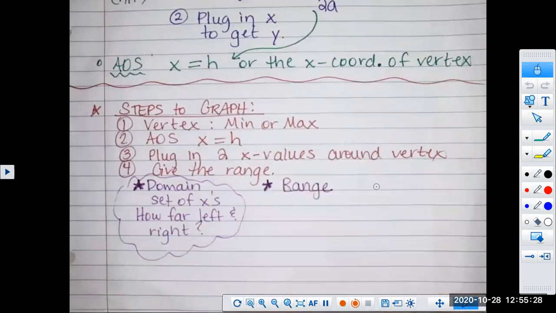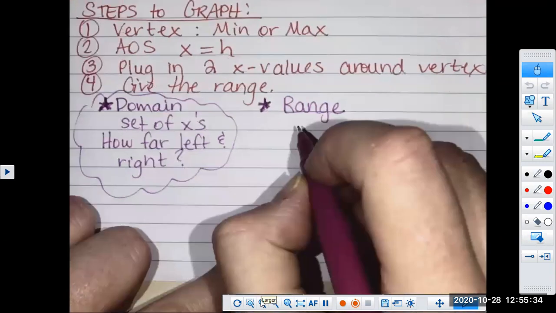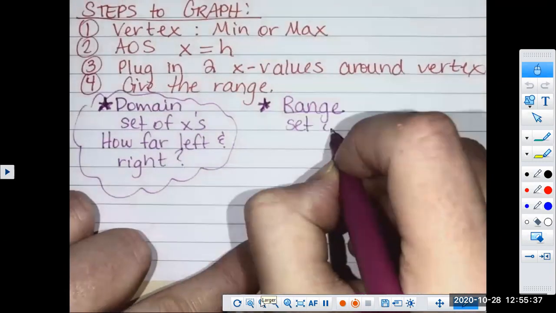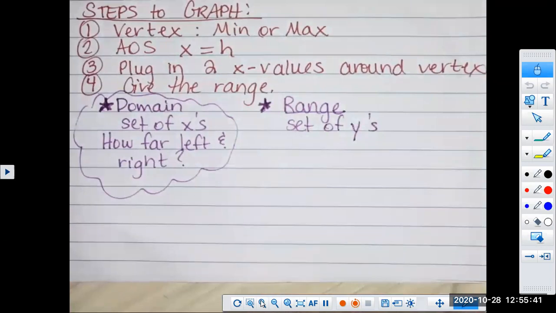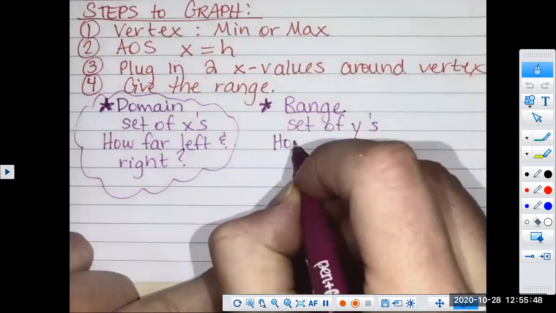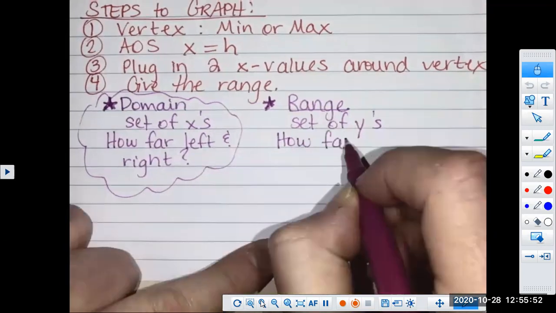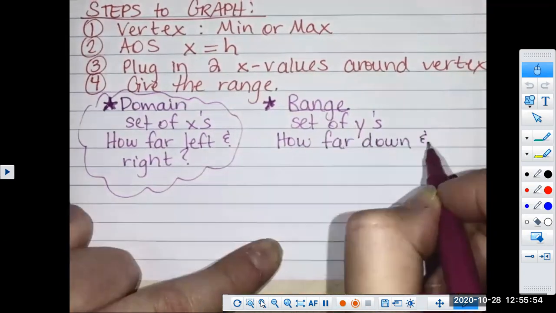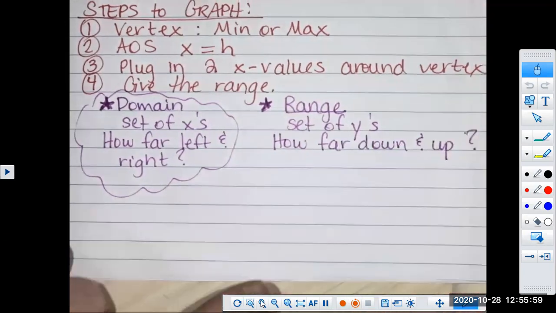Range is the set of what? Good. Range is a set of y's that can be on your function or on your graph. And the way that you look at a graph and tell, which we're going to do in a minute, is you look in relation to the y-axis at how far down and up your graph is going.